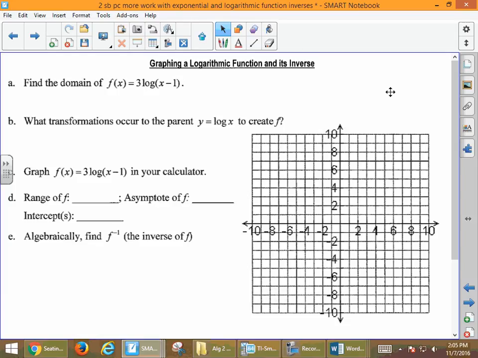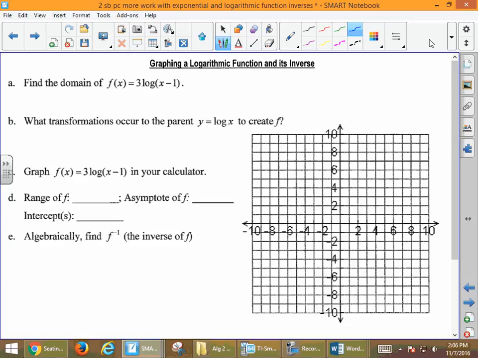So now that we've looked at how to deal with the domain, let's look at another problem with the domain, but let's add some more work to it, but not for the domain here. First of all, it's f of x equals 3 times log of x minus 1. Our first step here is that we want to figure out what is the domain of this function.